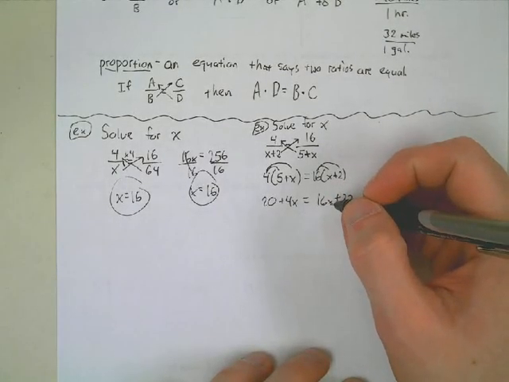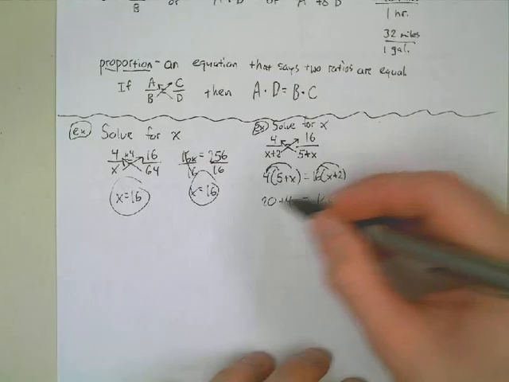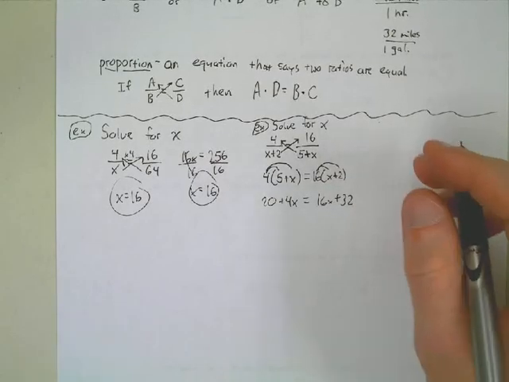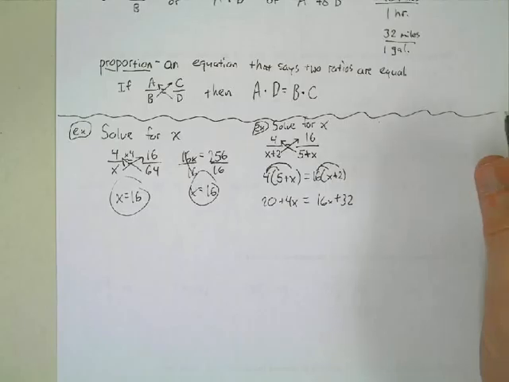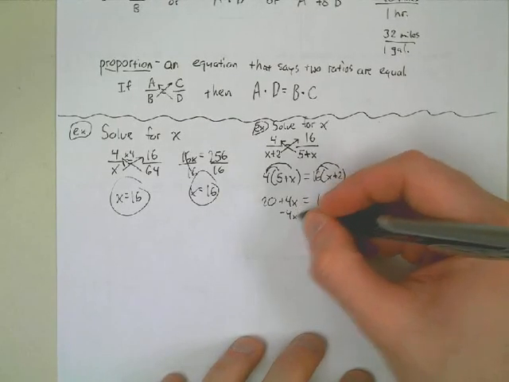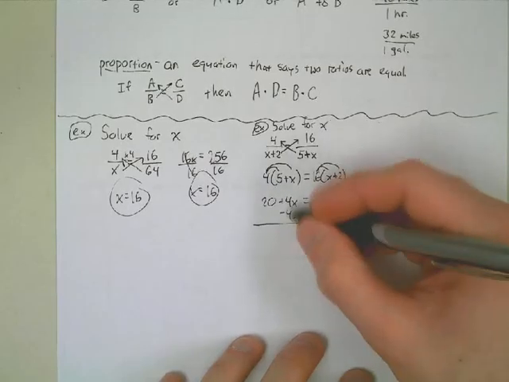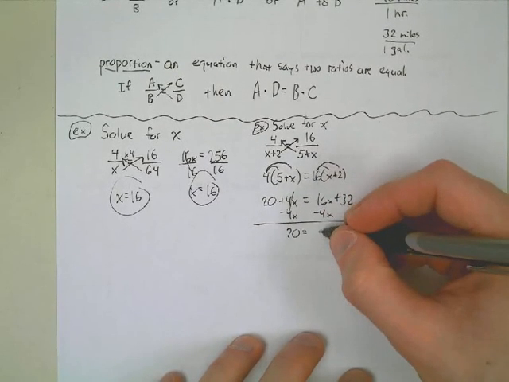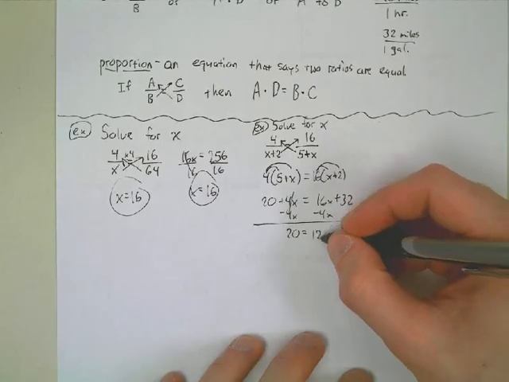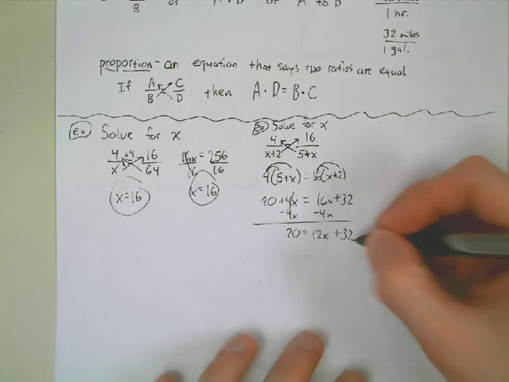Okay, so you want to get the 20 and the 32 together? Yeah. All right, that's not wrong, but let's take care of our x's first. So then we can just subtract the 4x. I like to get rid of the smaller of the two, and 4x is smaller than 16, so we'll subtract 4x from each side. So we're left with 20 here. 16x minus 4x is 12x plus 32. And then what there, Jason, now?